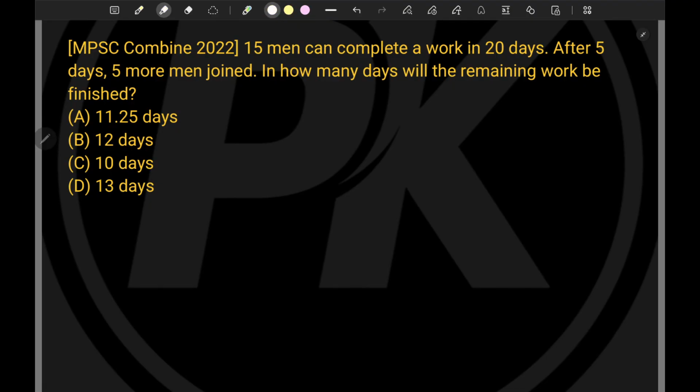So what has been given? 15 men can complete a work in 20 days, right? Here the men are given and here the number of days is given. And after 5 days, 5 more joined. That means total men will be how much? 20. So in how many days will the remaining work be finished? That we need to find out.